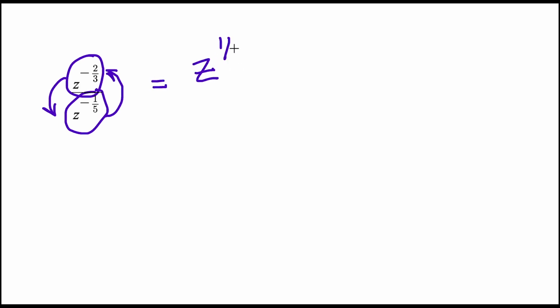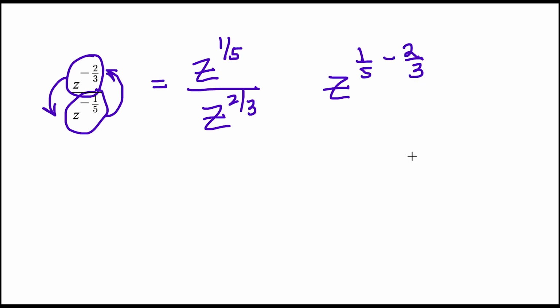Final example is z to the power of negative 2/3 over z to the power of negative 1/5. My first step is to be switching these positions and changing those exponents to positive. So z to the 1/5 will move to the top and become positive, and z to the 2/3 will move to the denominator and become positive. Now it's division, so we have to subtract our fractional exponents.